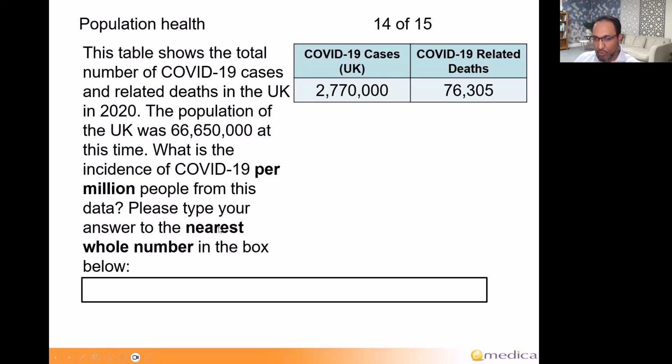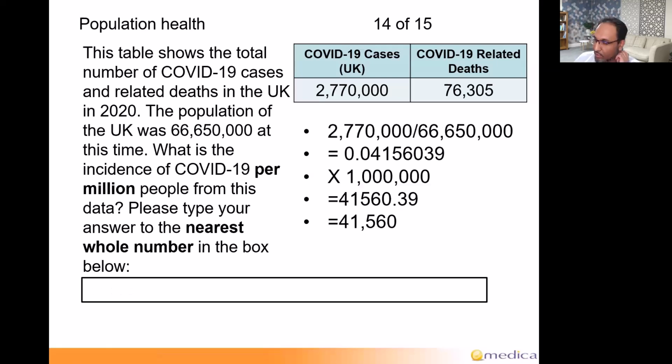All right. And what's important here, it says to the nearest whole number. So the correct answer, 41,560. Let me show you the maths behind that. First thing is to know what incidence is. Incidence is new cases divided by the population. Okay. So we had 2,770,000 cases. Divide that by the population, 66 million and change. That gives us this value.